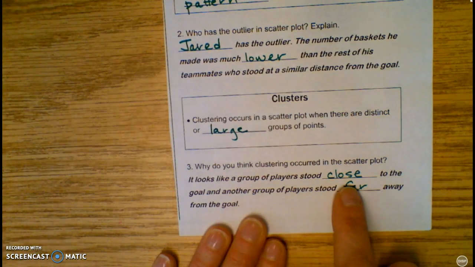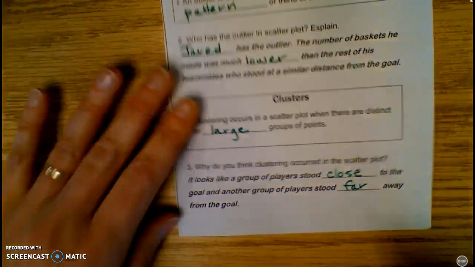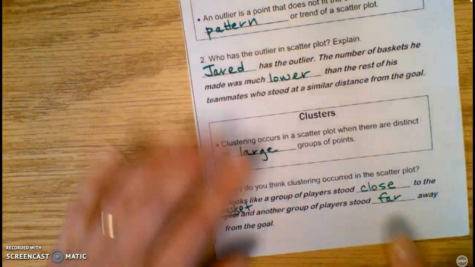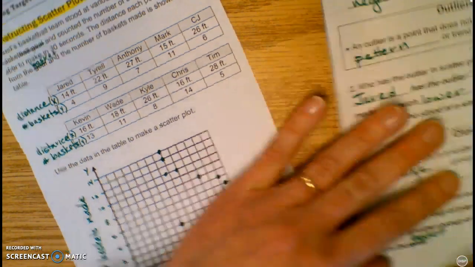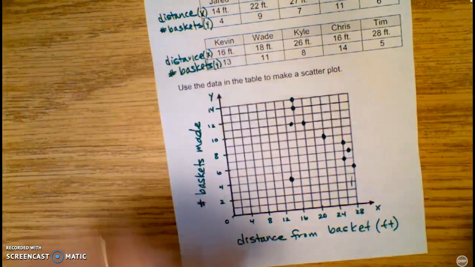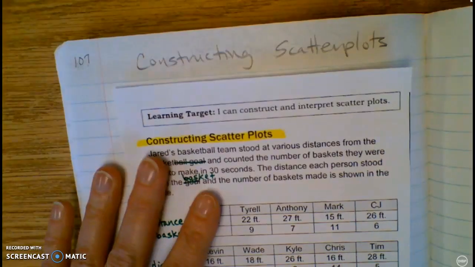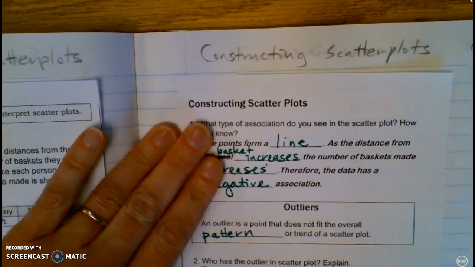So to finish up your notes, it looks like the group of players stood close to the basket. And another group of players stood far from the basket. And those are those 2 groupings of points we set out here and up here, which we could say are considered clusters. So, continuing on with our notebook, we have page 107 and 108 to tape these into.